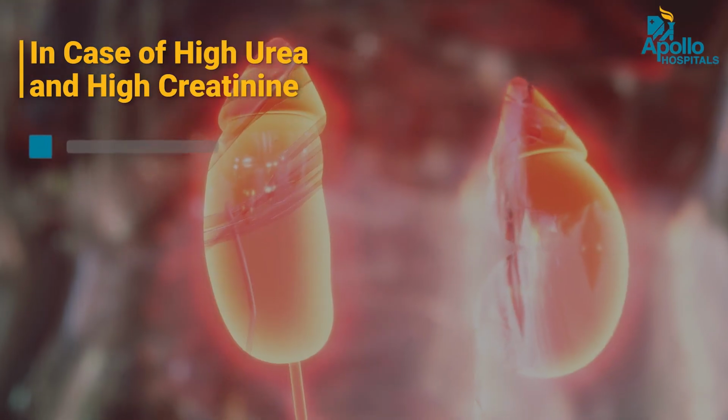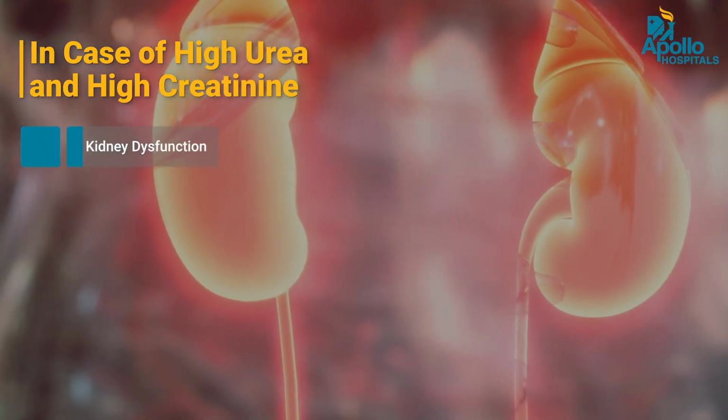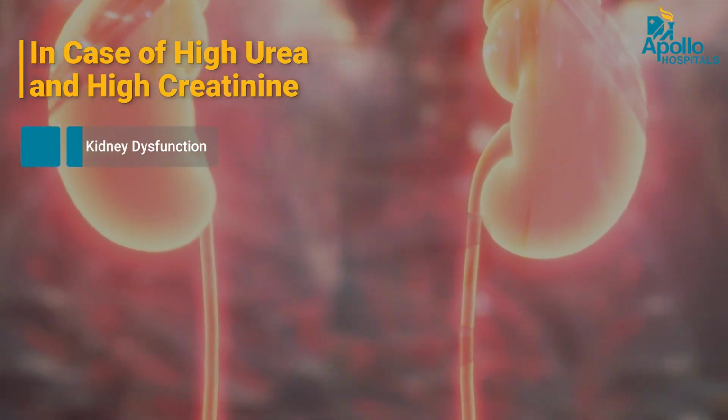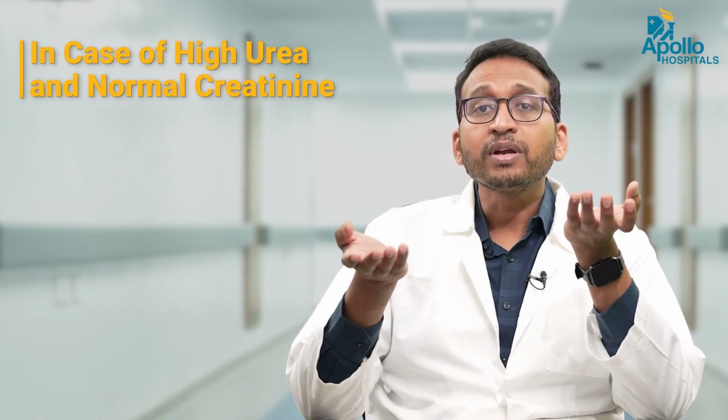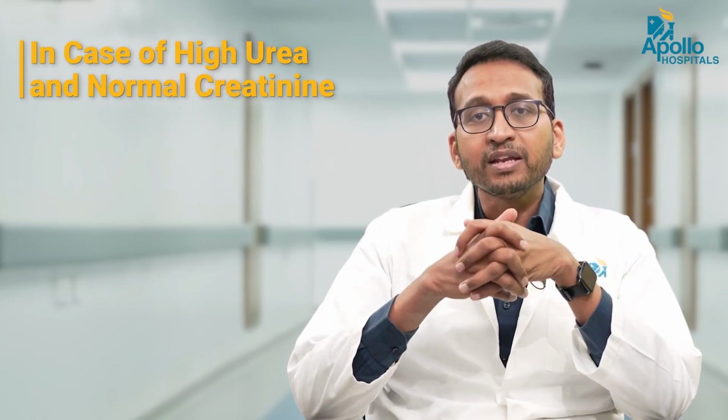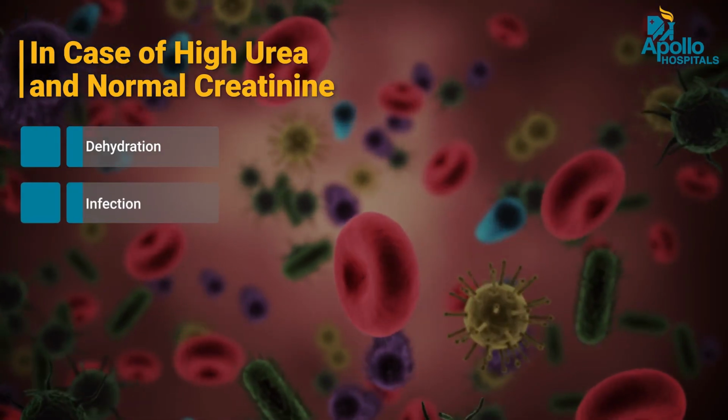So generally when you have high urea, you look at the creatinine also. If the urea is going up and the creatinine is going up, that means that the kidneys are not functioning well. You need to have a medical consultation with a nephrologist. Now let's look at scenarios where you have elevated blood urea nitrogen, but your creatinine is normal. This happens in conditions like dehydration, infection and GI bleeding.